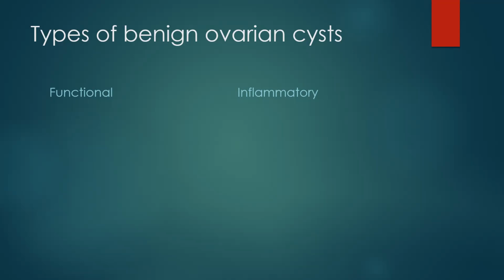If the simple cyst is 5 to 7 centimeters, then we can repeat the scan, a yearly scan, because these functional cysts will resolve in 2 to 3 cycles. So functional cysts include follicular cyst, corpus luteal cyst, and theca luteal cyst.